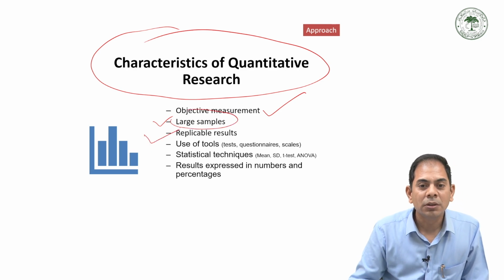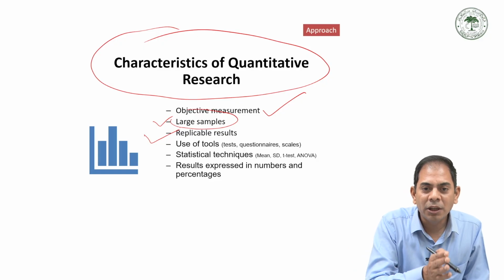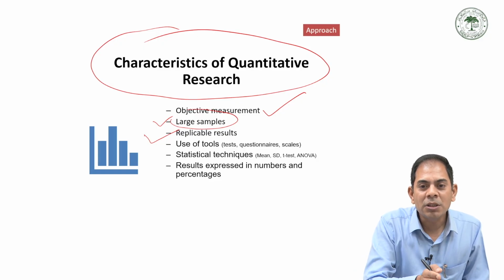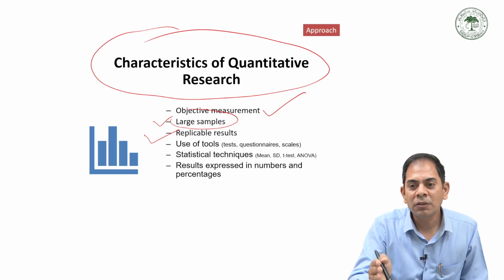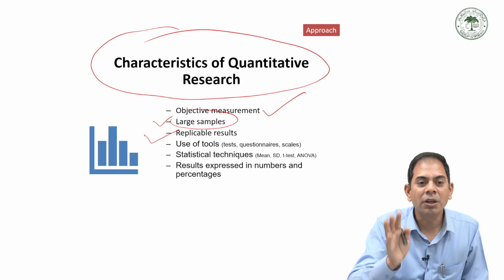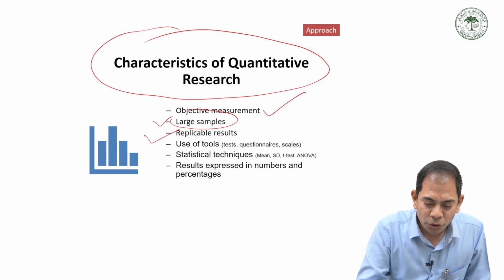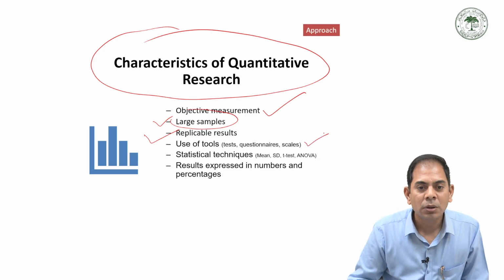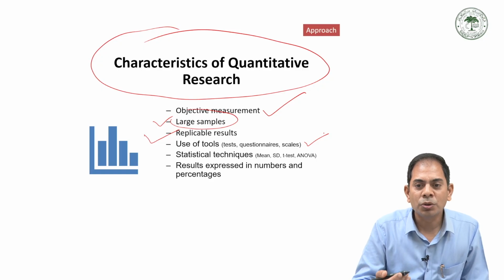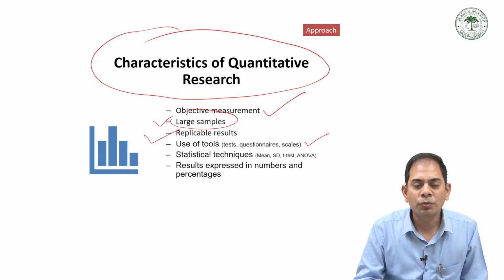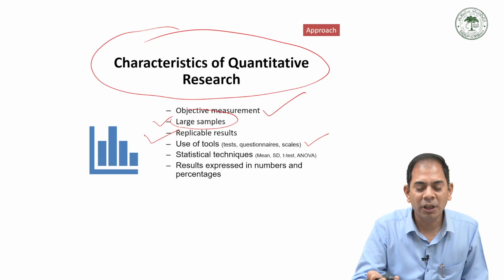Replicability of results. An important thing with quantitative research is that the same study can produce similar results when repeated under the same conditions. Next, important, the use of tools. Standardized tests, questionnaires, and scales are generally used for the data collection and analysis of data.